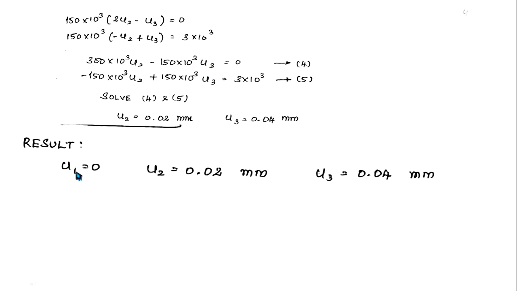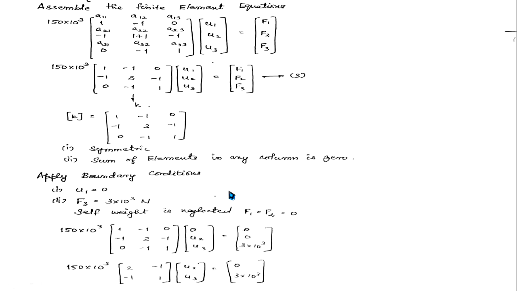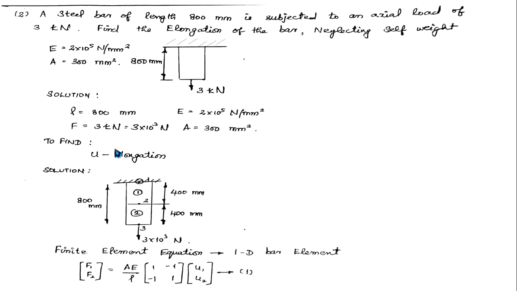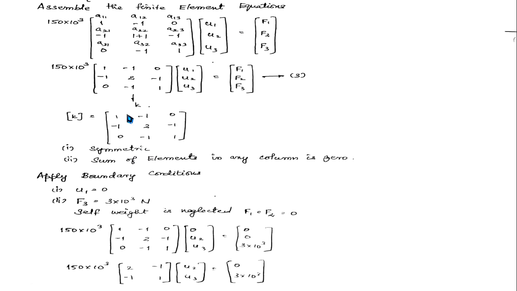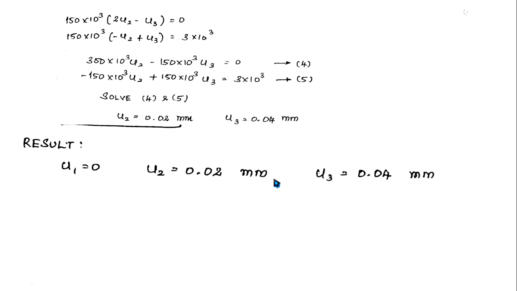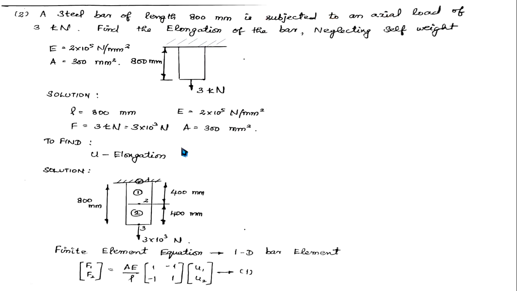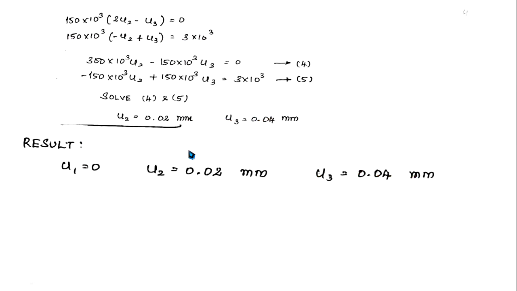The result asked in your problem is the elongation of the bar. At u1 it is 0, so there will not be any elongation. At the point u2, there is an elongation of 0.2 mm. The unit depends on the problem; you can see there is no unit here, so in the given problem you have to fix your unit. If you fix meter, then your end result will be in meter. If you fix mm or centimeter, that will be your end result.